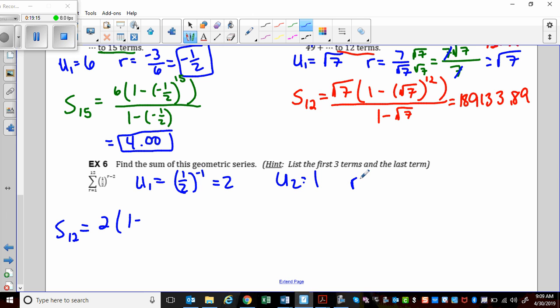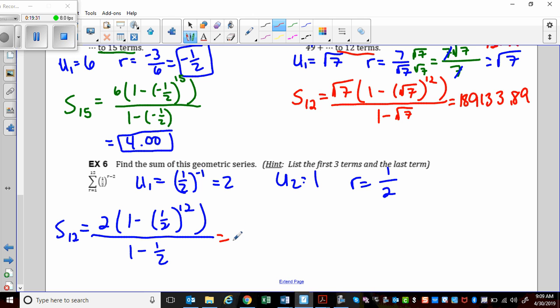And my ratio is the second term over my first term, which is 1/2. So we have 1/2 to the 12th power, because we want the first 12 terms, divided by 1 minus 1/2. And we can just plug this into the calculator. This equals probably like 3.99, but it keeps going, so we're going to say 4.0. 2 decimal spots. It says list the first 3 terms and the last term, so you guys can do that. The first 3, my last one is 12, plug in 12.